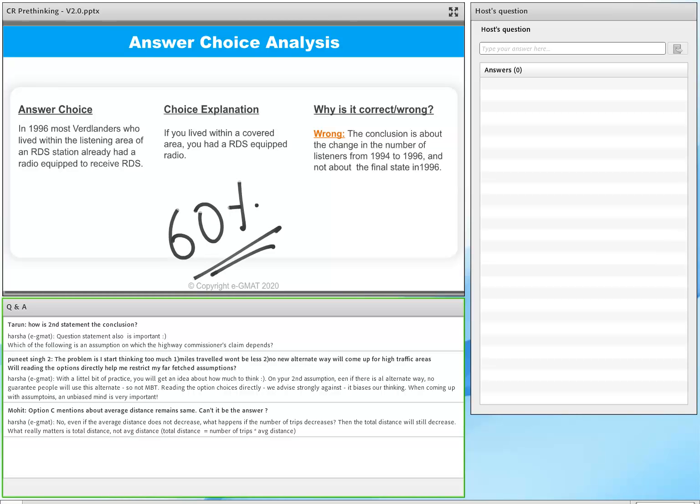Why do you need most? Why do you need more than 50%? Tell me, why do you need more? Why is that a must be true from that very definition of an assumption? For those of you who are saying, I feel B is still stronger, why do you need that? What is the conclusion? The number of people who received special programming in 94 and the number who received special programming in 96 still remains the same. For that, do you need that a majority or most have a special radio? No, not necessarily.